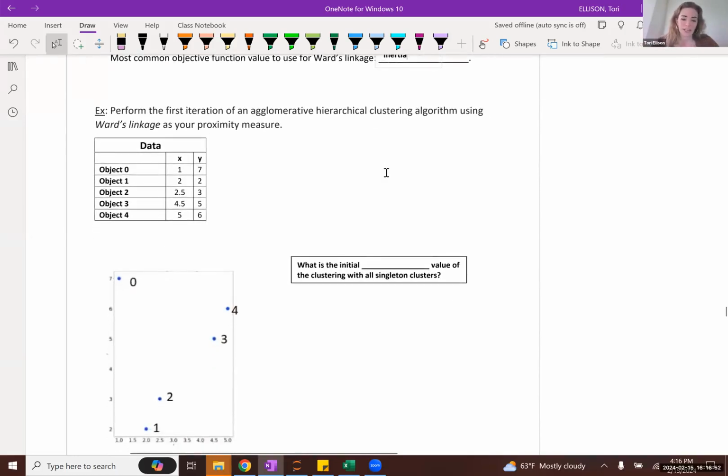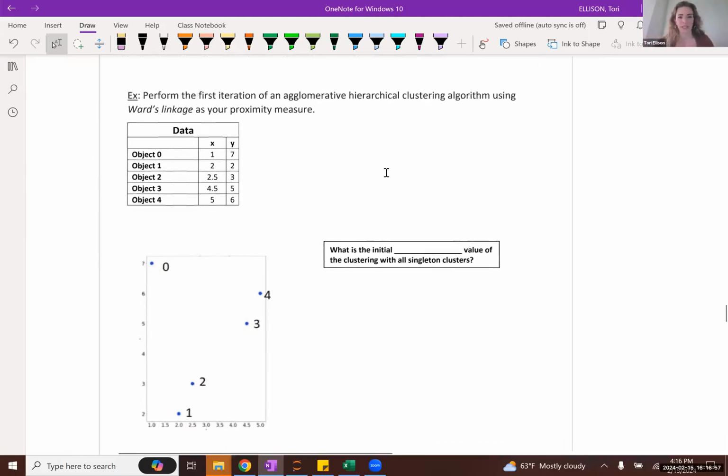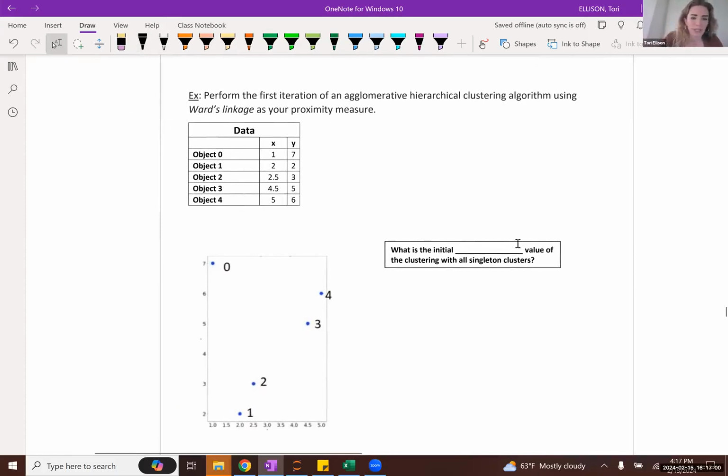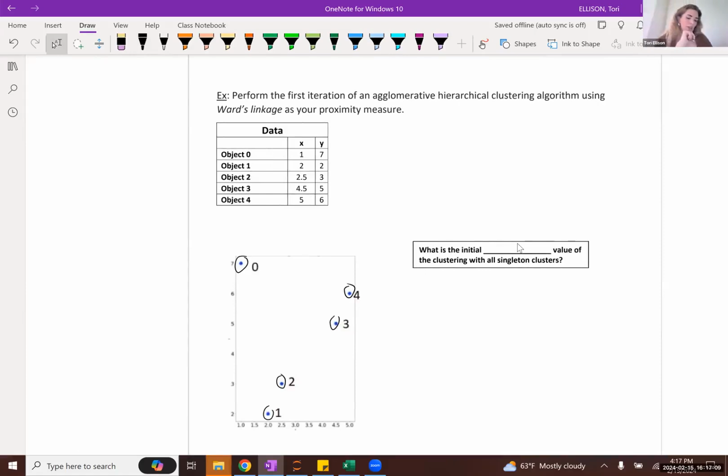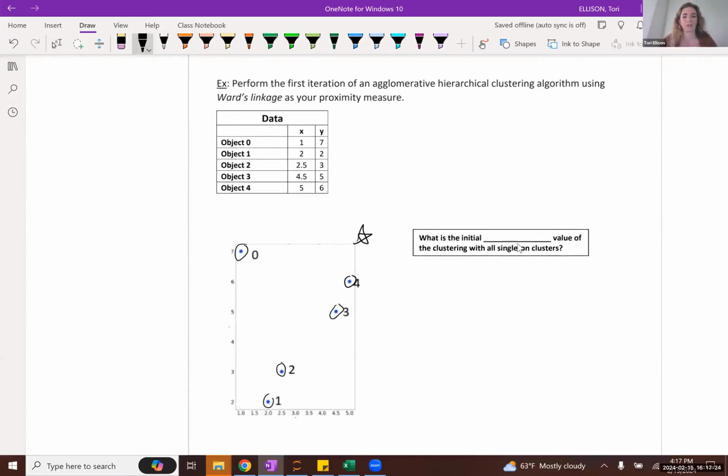Ward's linkage tends to take a lot more time to go through manually, so we're only going to go through the first iteration of Ward's linkage here. Again, we're going to start with all observations apart as singleton clusters. Okay. Given that we're going to be thinking about the change in inertia that we might expect to see if we were to merge two of these clusters, let's first think about, what is the inertia of this original clustering here? This clustering with 5 clusters, what is the inertia?